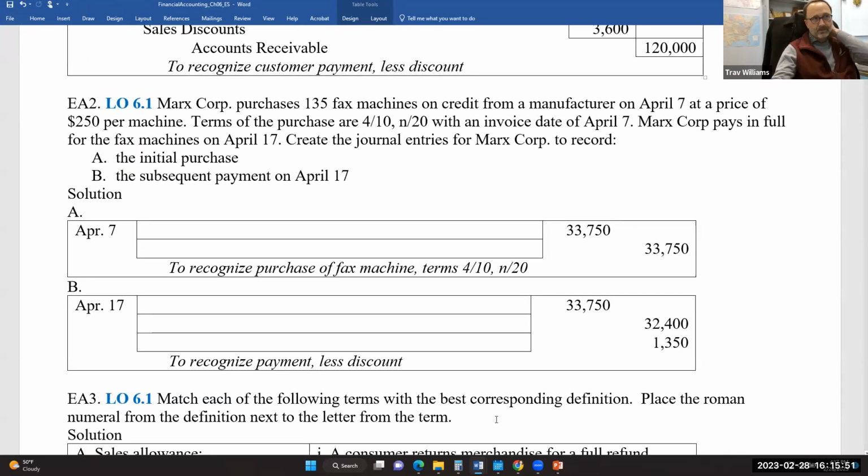Let's try number 2. In this case, we need to fill in the account names. Again, that's probably the harder part of this chapter, is remembering the account names. It does get a little bit tricky.